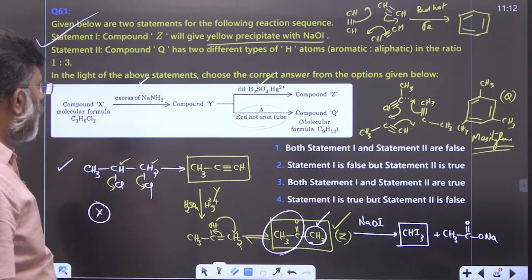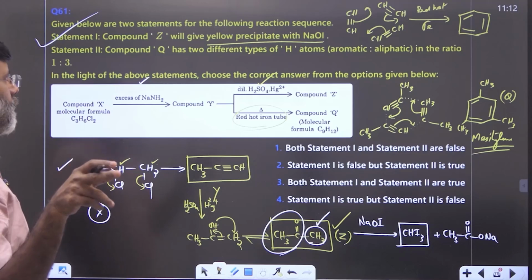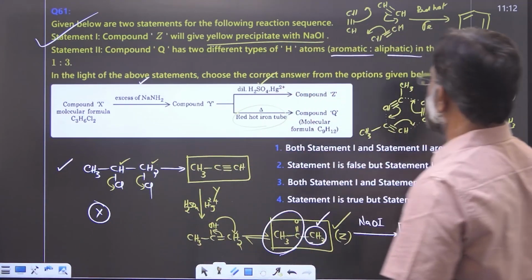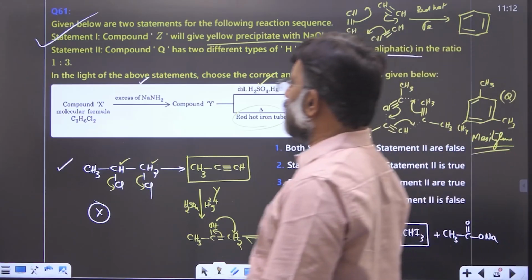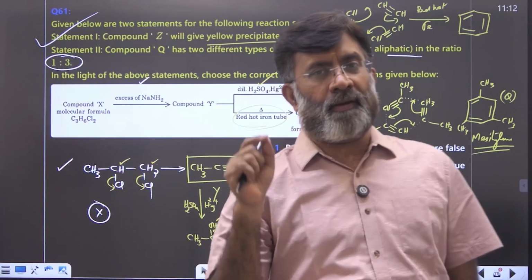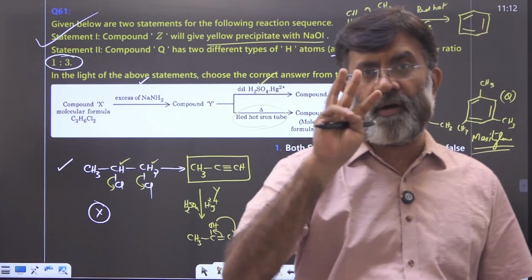Statement 2: Q has two different types of hydrogen atom, aromatic and aliphatic, in the ratio 1:3.